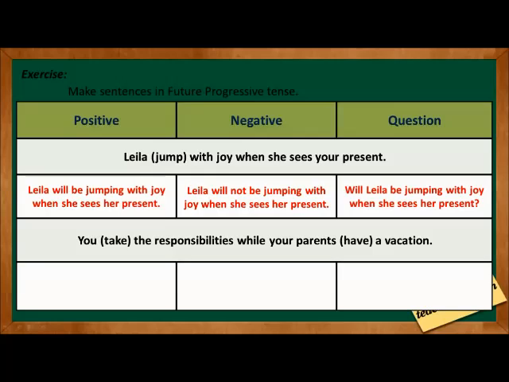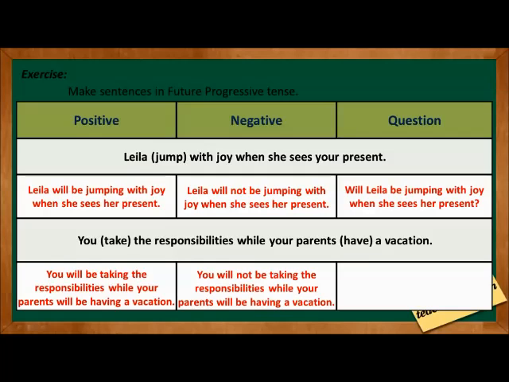The second one: You take the responsibilities where your parents have a vacation. The correct positive statement is: You will be taking the responsibilities while your parents will be having a vacation. The negative sentence is: You will not be taking the responsibilities while your parents will be having a vacation. And the question is: Will you be taking the responsibilities while your parents will be having a vacation?